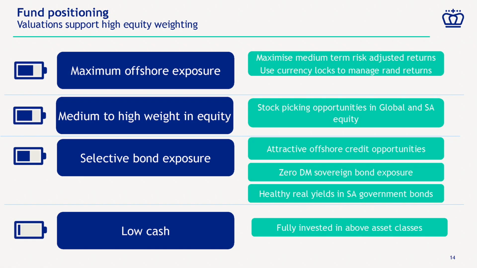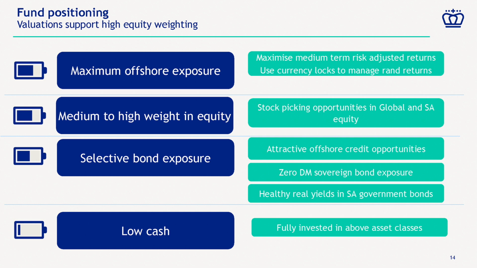So summing it all up, I'm going to repeat some of the points I said earlier. We have maximum offshore exposure in the fund. We are trying to also protect and preserve clients' capital. So the 44% gross exposure has a currency lock against a portion of it. So we are 37% net offshore exposure.